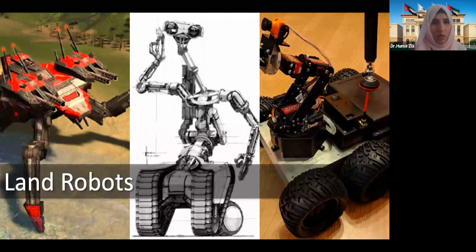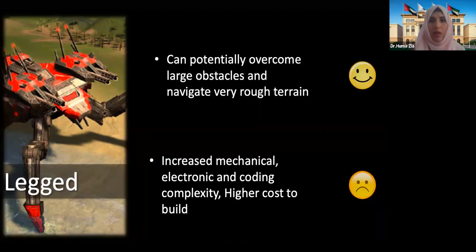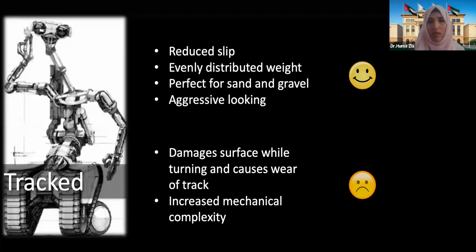Now, when you talk about the legged ones, it can potentially overcome large obstacles because it will hop over different obstacles like a spider, and it can navigate through rough terrain. However, it requires increased mechanical, electronic, and coding complexity, and a higher cost to build, obviously, as well. So these are the downsides.